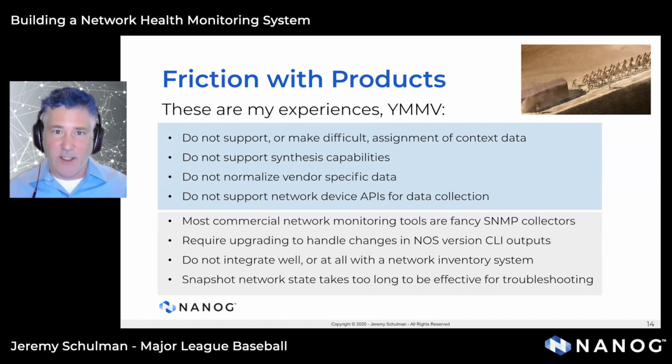Some types of products will perform snapshotting versus constant polling. And if your network is large enough, and depending on what those products do, taking a snapshot takes a long time. So you're not getting that near real-time value that you need. So there've been a lot of advancements in products over time, but still, these issues present challenges to try to build a near real-time health monitoring system.